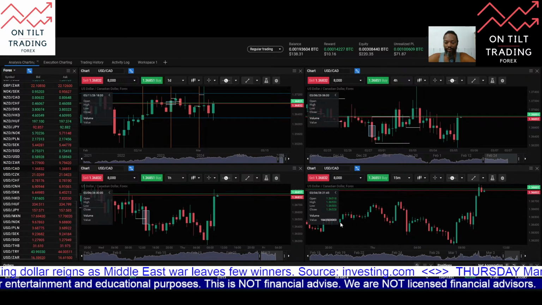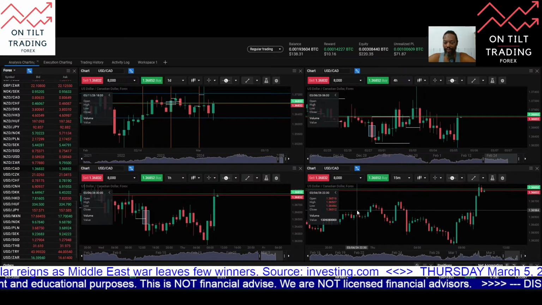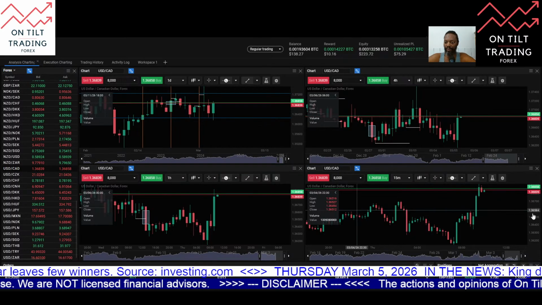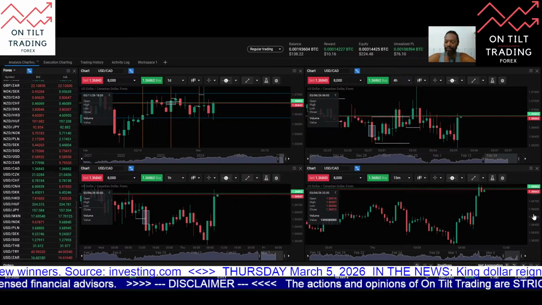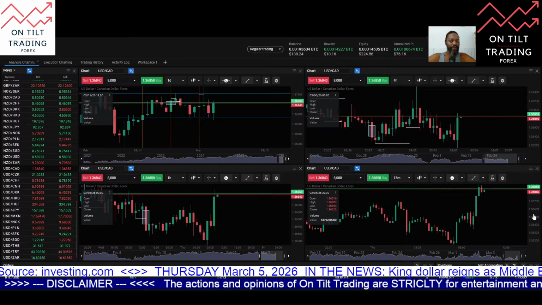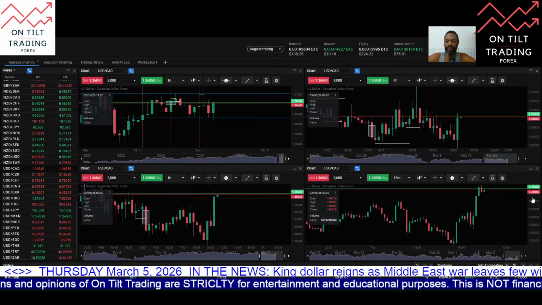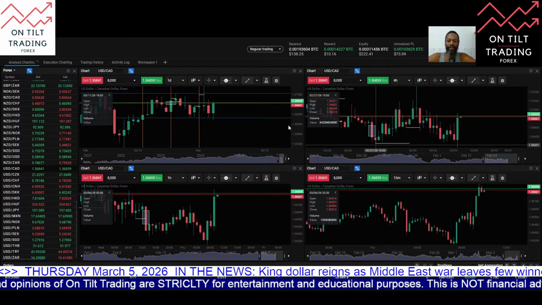I am long in pound dollar and dollar Swiss. I'm also short in Kiwi dollar. But first, I wanted to touch base on dollar CAD as I just recently exited. I'll go over this one really quickly here, top down on the daily.